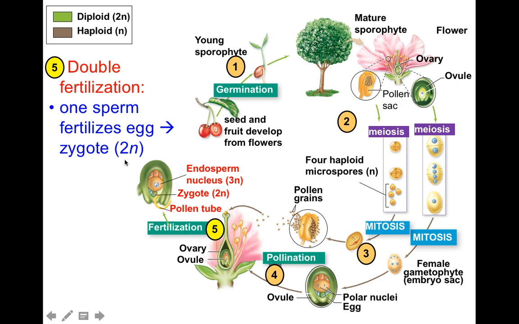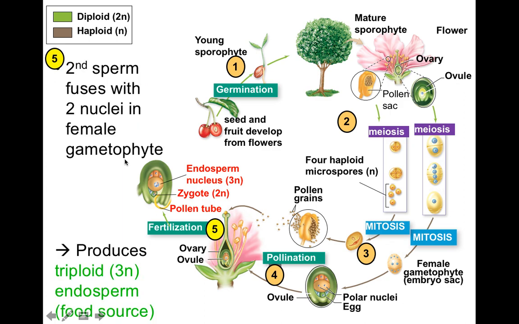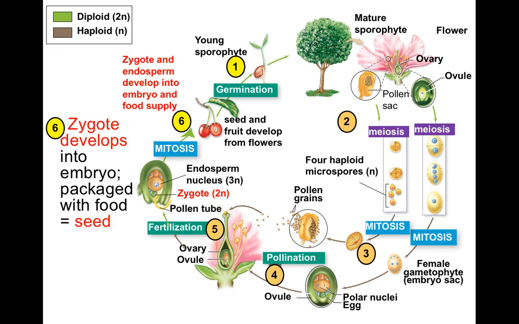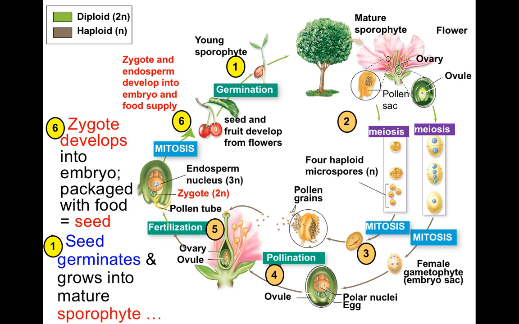So we have 1 sperm that fertilizes the egg, and the second sperm is going to fuse with the polar nuclei here to form the endosperm tissue. The embryo, the zygote here, will then develop into the embryo, and it'll be packaged within the seed, which will develop from the ovule, and contain this endosperm food resource. And there we go. We're back to our seed, which will germinate and grow into the next generation of the sporophyte.